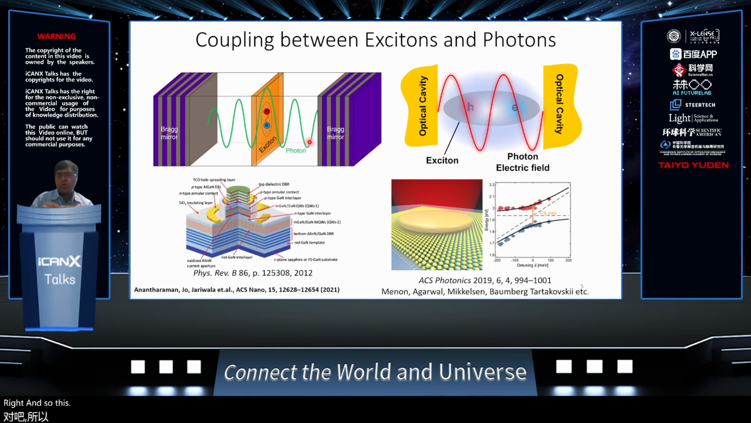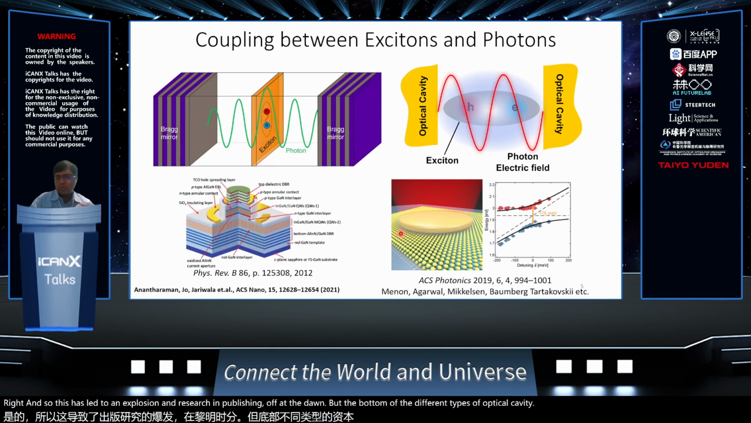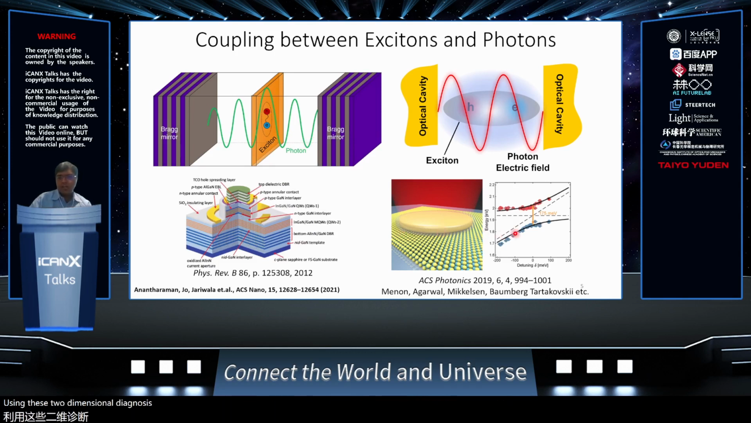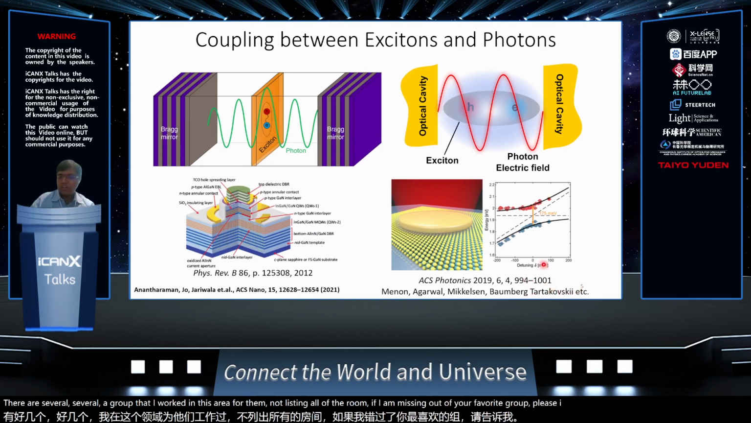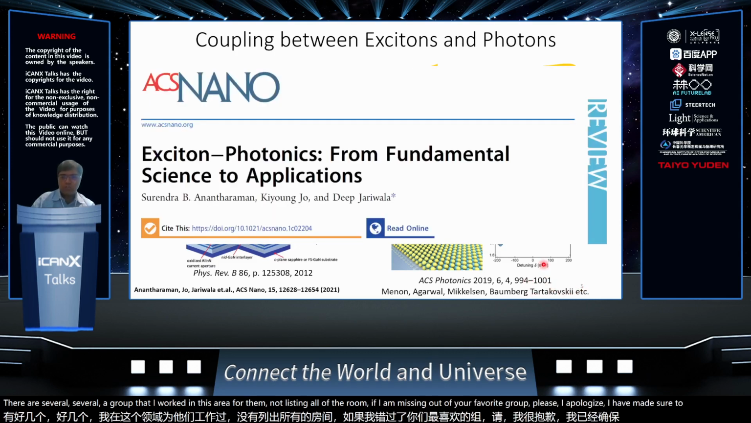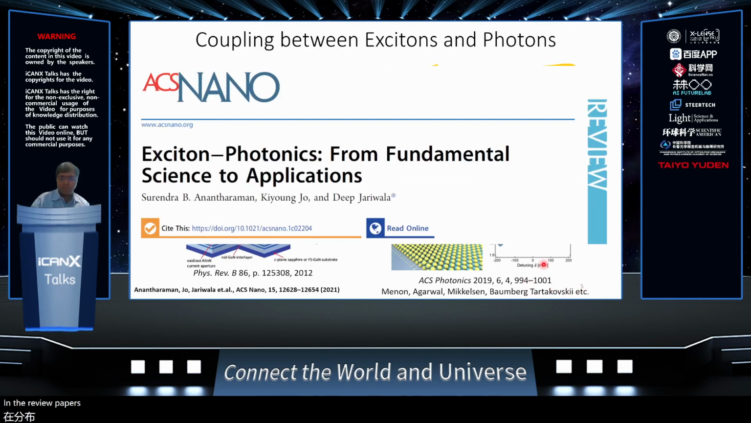And so this has led to an explosion in research in coupling of excitons with photons in different types of optical cavities using these two-dimensional semiconductors, and making all those measurements at room temperature. There are several groups that have worked in this area. Of course, I'm not listing all of the groups. If I'm missing your favorite group, please, I apologize. I have made sure to cite all of those groups in this review paper that we published earlier this year, where we have summarized all of this research that has happened over the past 5 to 8 years or so.